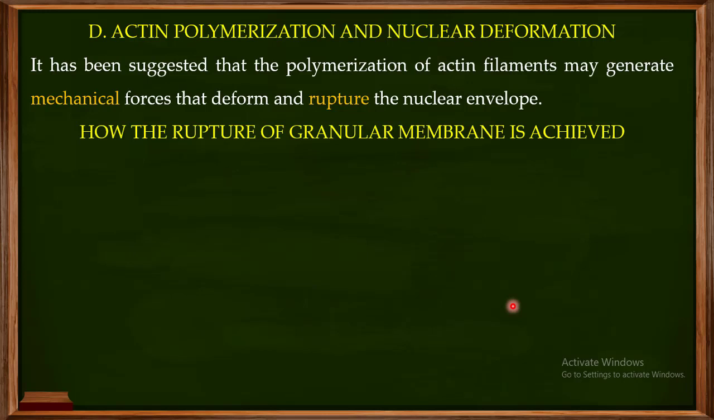Now if you release the decondensed chromatin from the nucleus, but the granular membrane is still intact, you will not be able to mix the chromatin with the components of the granules, which are the antimicrobial proteins. So the next thing you have to do is you also have to rupture the granular membranes. Now how is that achieved?